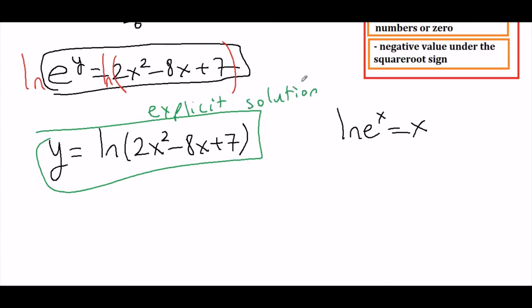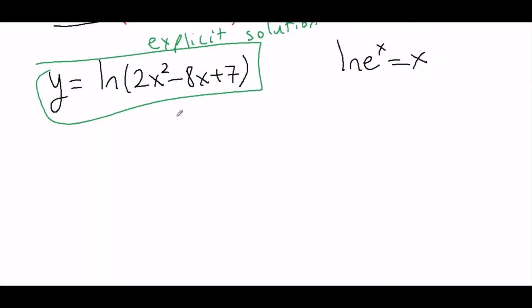Let's check the interval of validity. The argument of ln cannot be negative. So we're going to check where 2x squared minus 8x plus 7 is greater than 0.